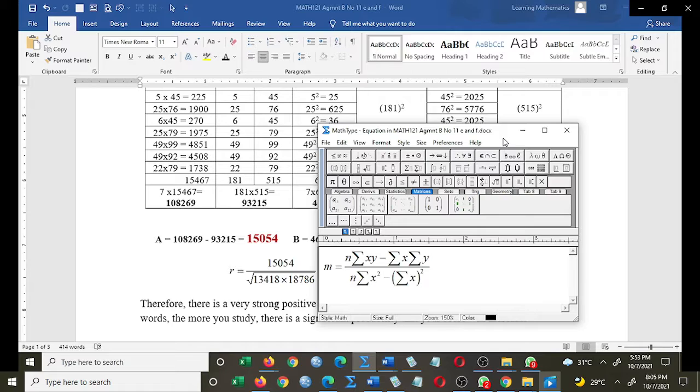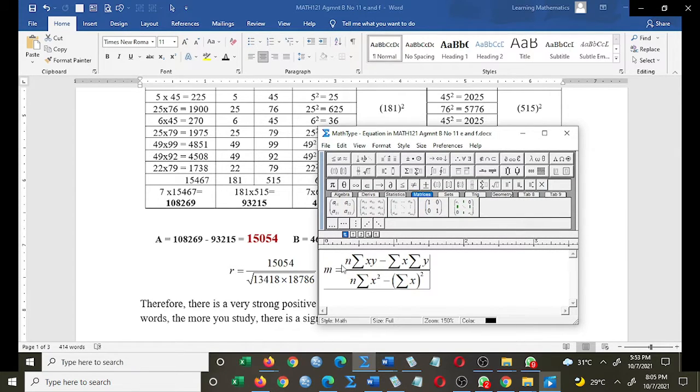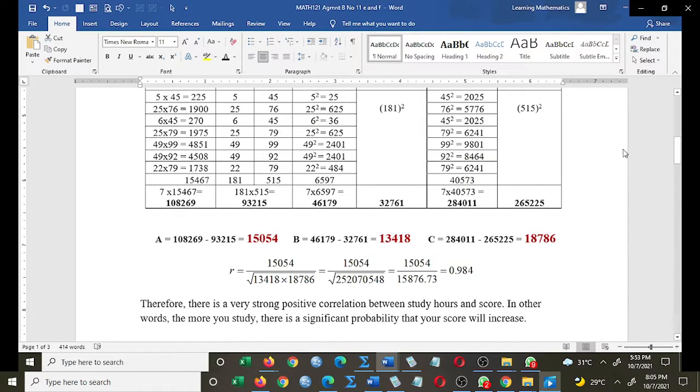Anybody? What value did we get for this, that numerator there? Okay.